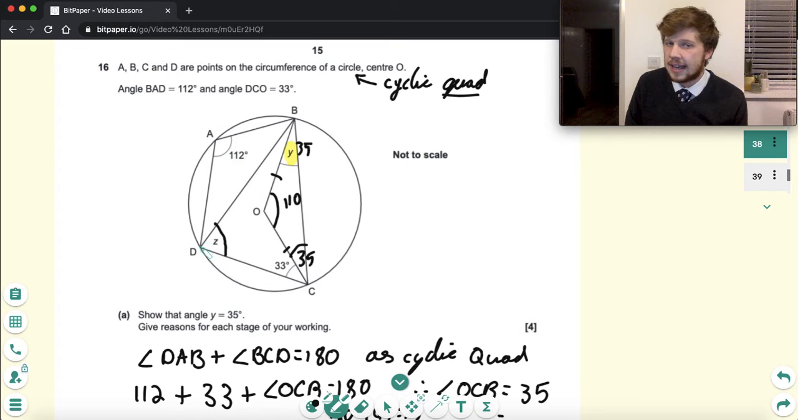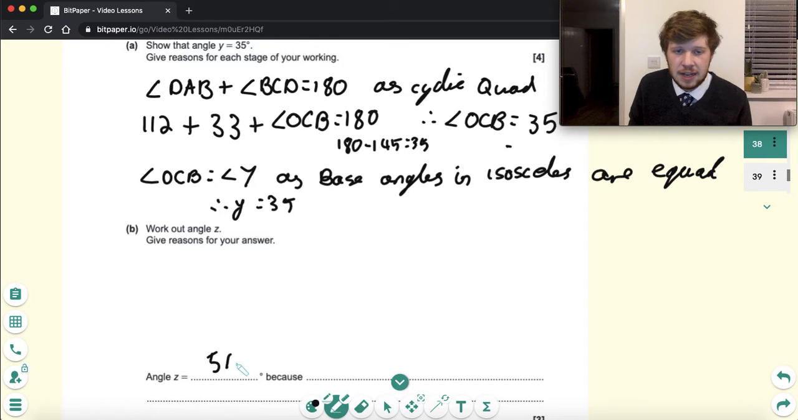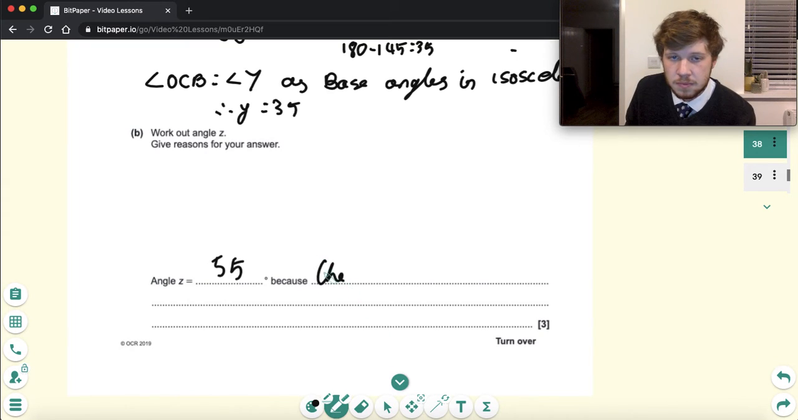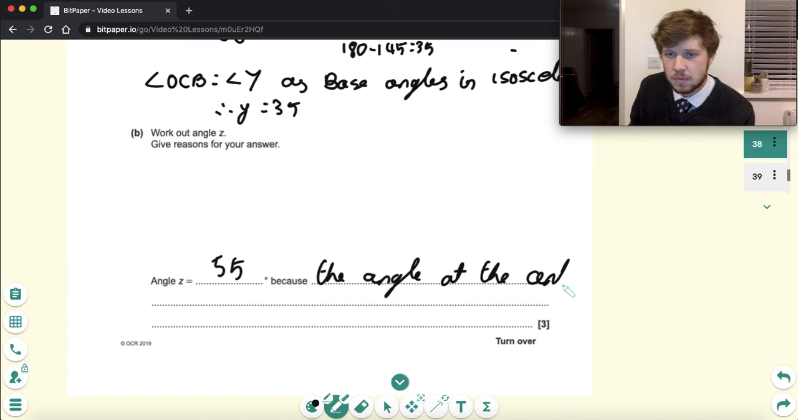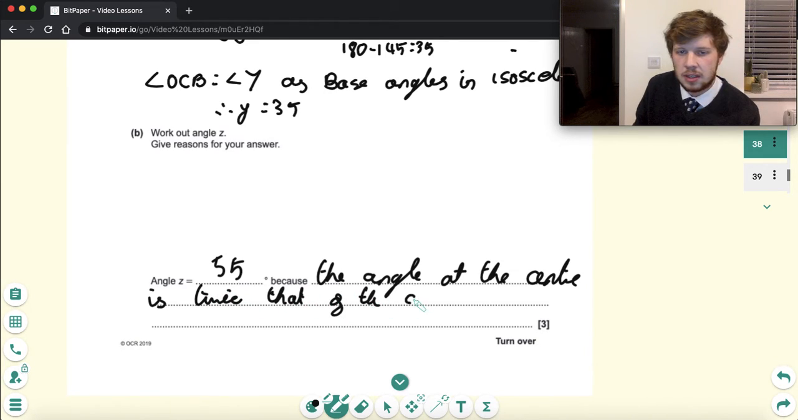And I could work out z by the angle at the circumference is half that at the centre, so z must be equal to 55. But how I'm going to reason that is angle z is 55 because, and I'm going to say the angle at the centre is twice that of the angle subtended at the circumference.